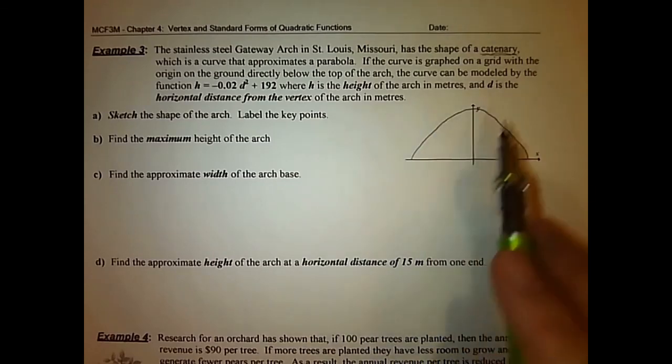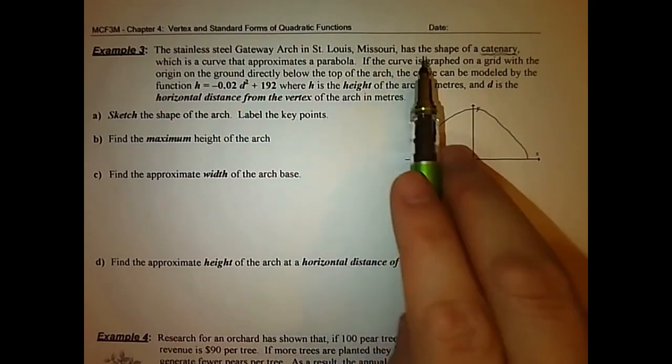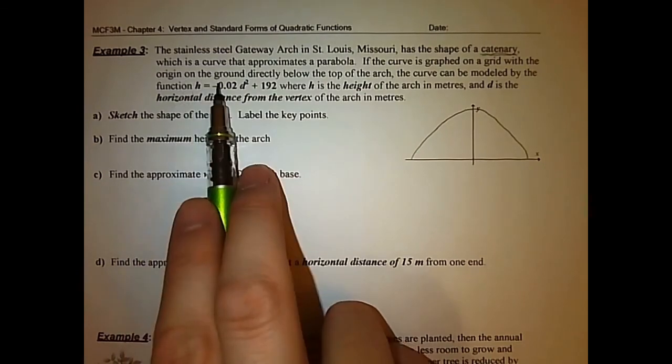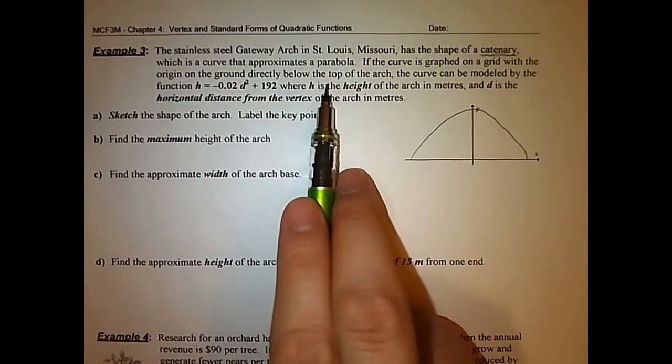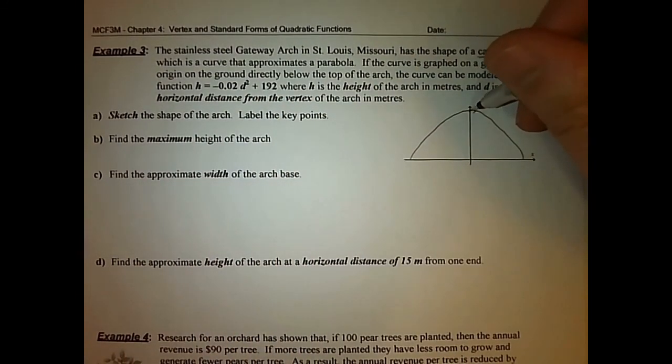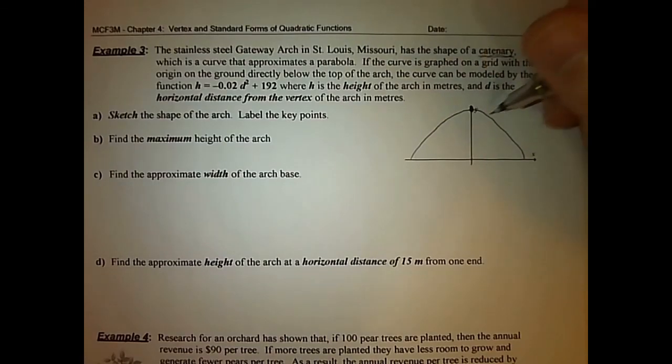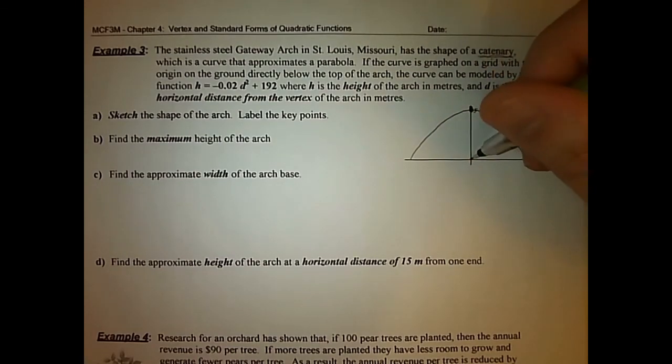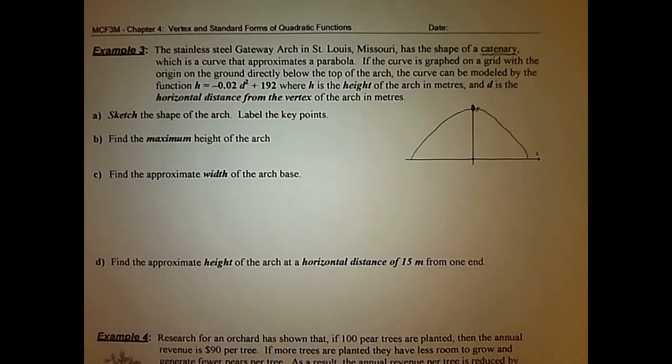And they said specifically that the curve is graphed on the grid with the origin on the ground, directly below the top of the arch. So the top of the arch is above the origin. So this has to be the maximum point. So this is the vertex.